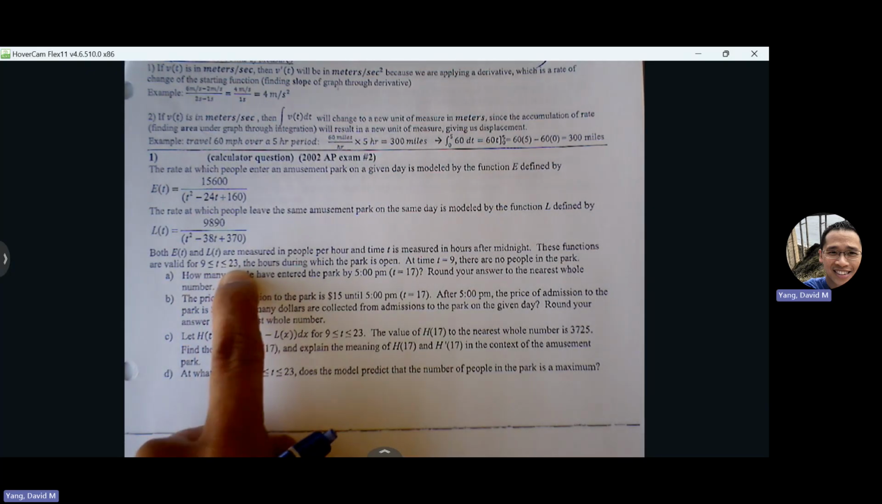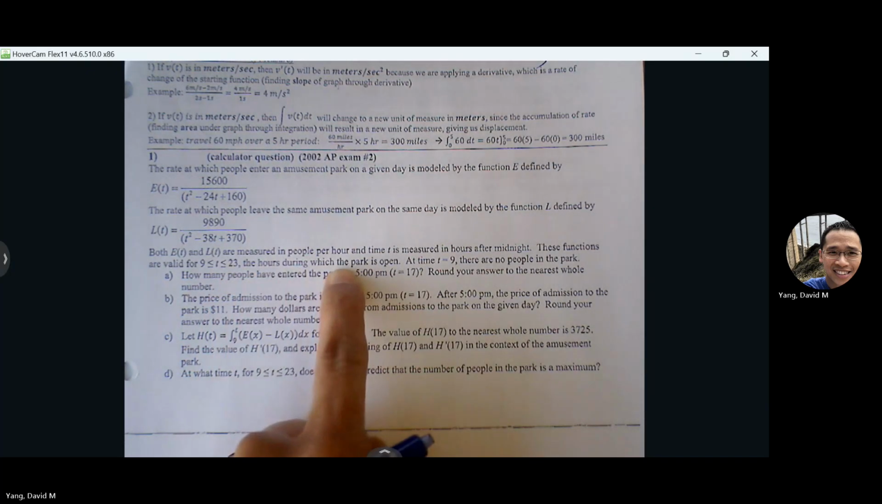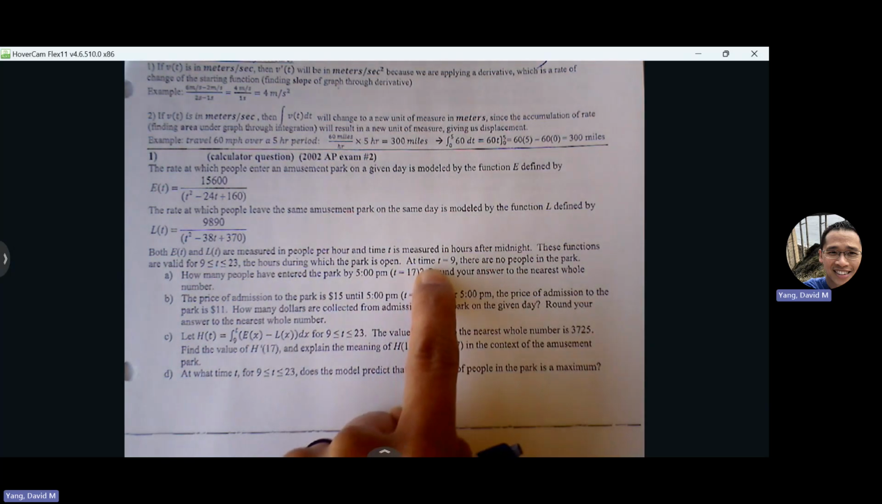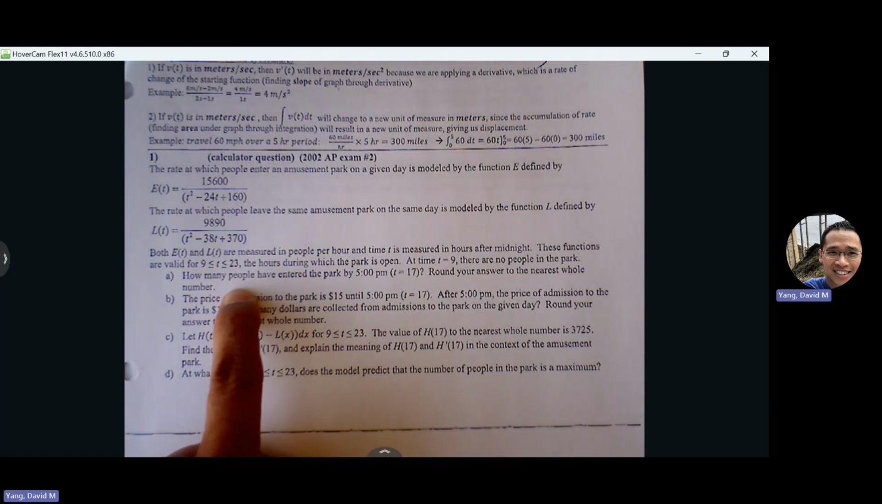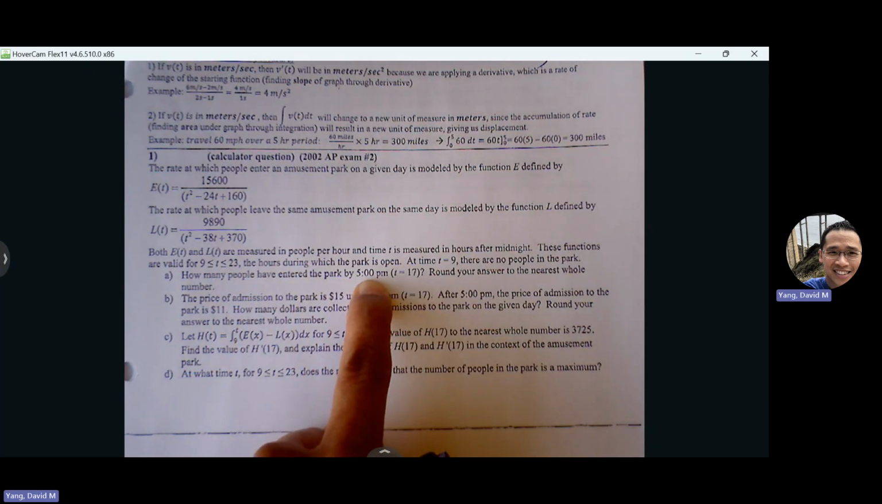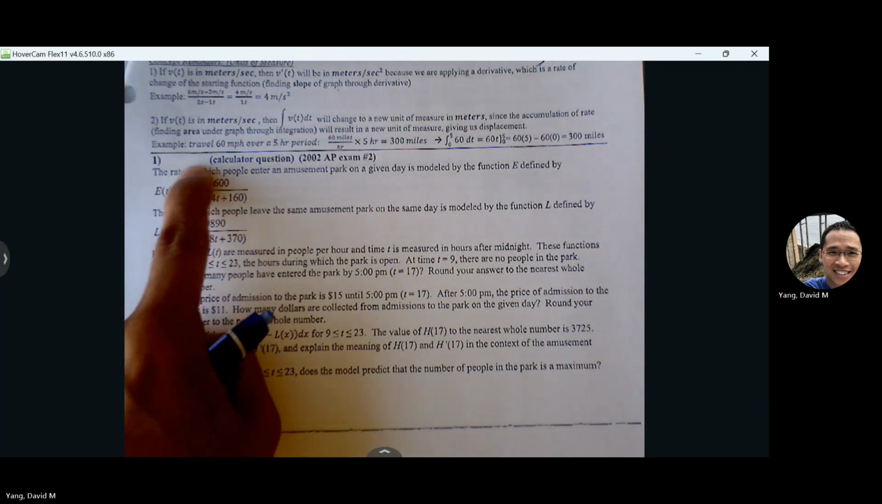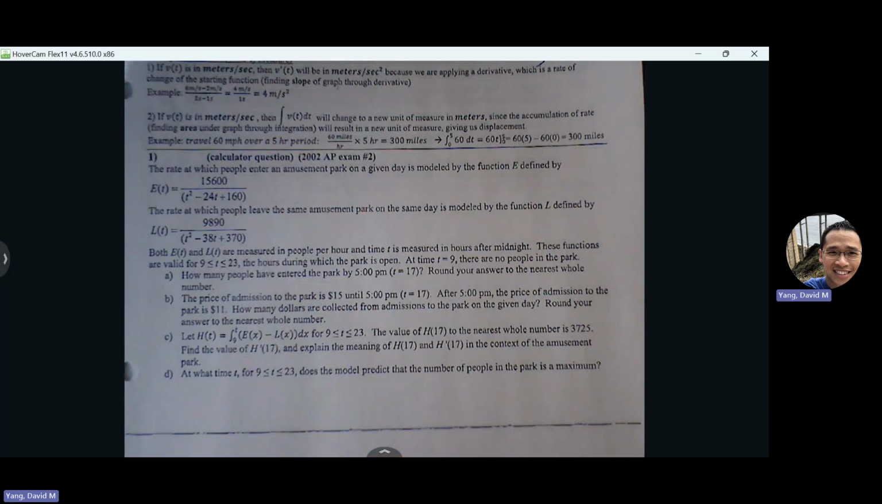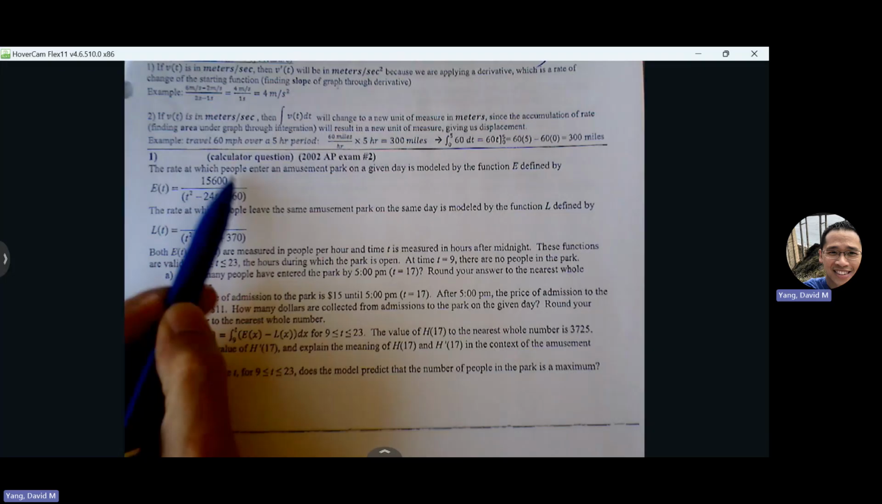The park is open from 9 a.m. to 11 p.m. At time t equals 9, there are no people in the park. Part A asks how many people have entered the park by 5 p.m. So we know this is dealing with E of t. We're basically having to accumulate. We know this is in terms of people per hour.